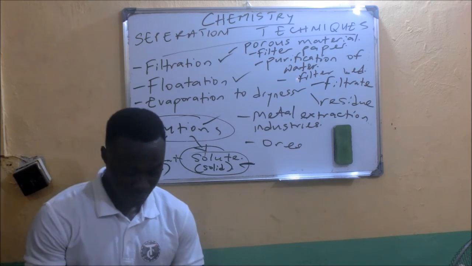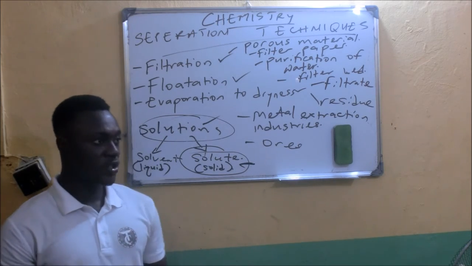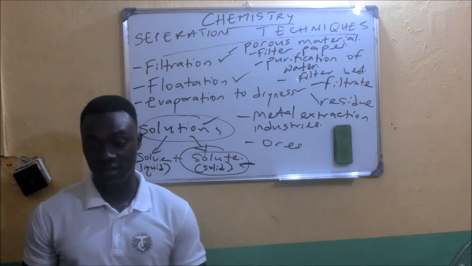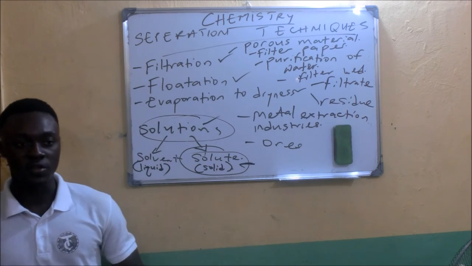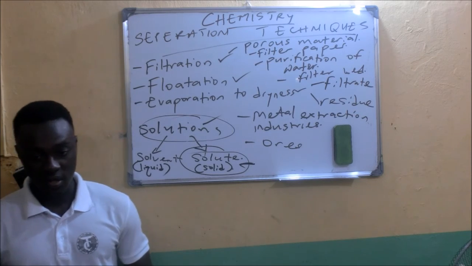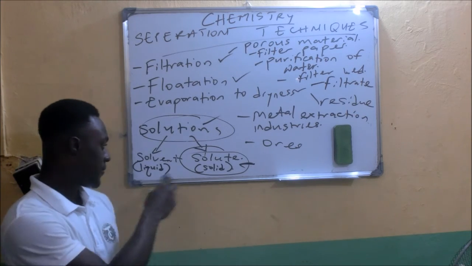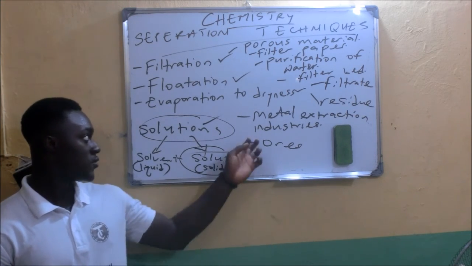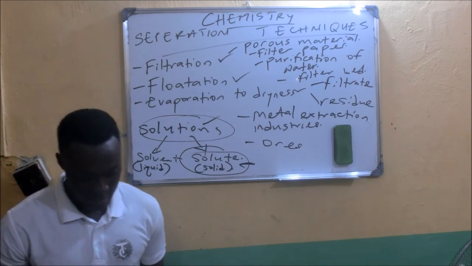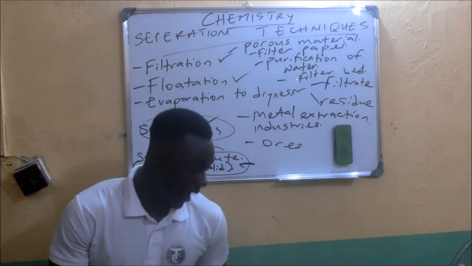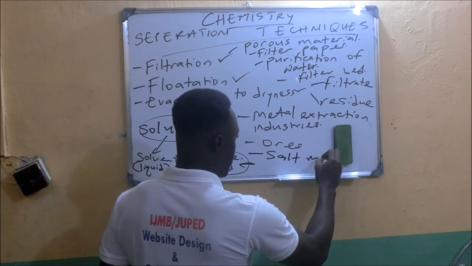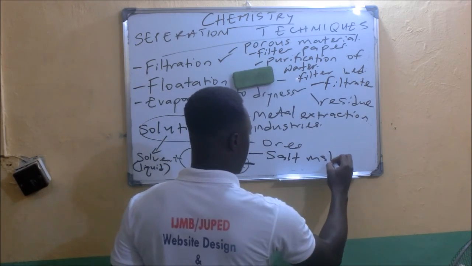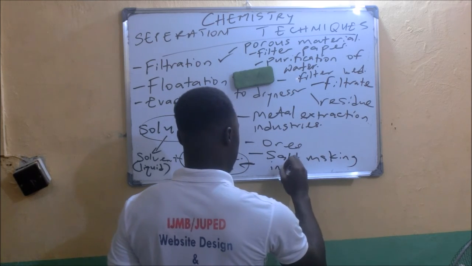Okay, so this method is usually used where the solvent isn't very valuable to you, where the liquid part isn't very valuable to you, where you don't really require the liquid portion. So this is the separation technique we use, evaporation to dryness. And like the example we mentioned, it's often used in the salt making industries.